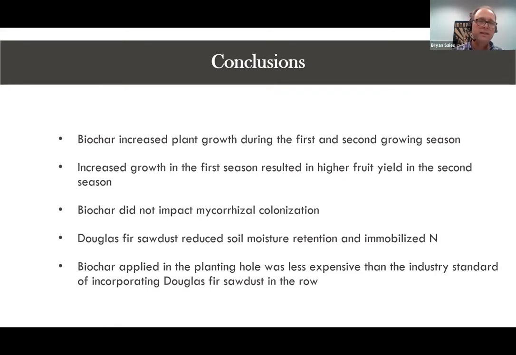We did not find a difference in mycorrhizal colonization in the field, and that could be because I sampled at the end of every year when the plants aren't growing anymore, so they may not have needed that association as much. We did find that Douglas fir sawdust reduced soil moisture retention and immobilized nitrogen in the soil. So that is not a benefit of using Douglas fir sawdust. And biochar was less expensive than Douglas fir sawdust if it was applied in the planting hole.